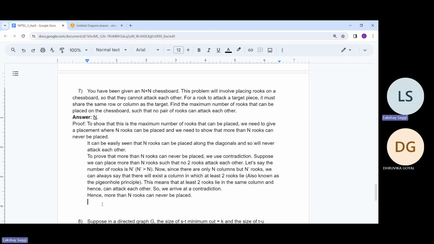Hence, just like this, hence proof. So yeah. So I hope this is clear. The line of argumentation is clear.